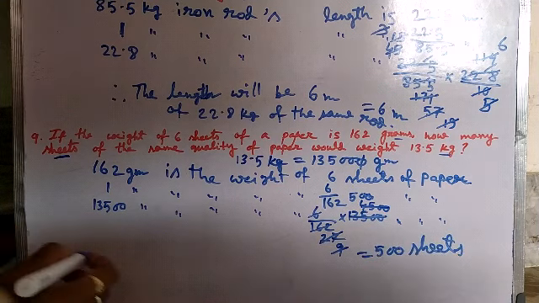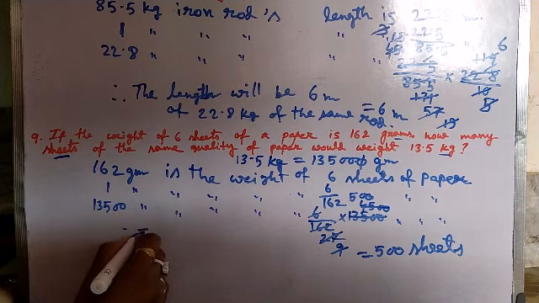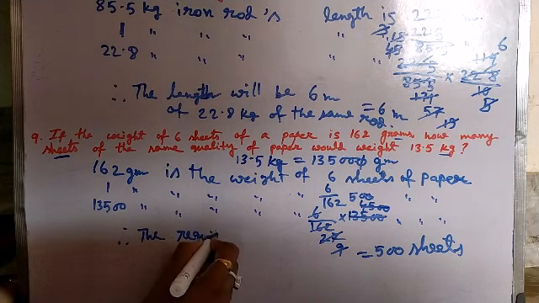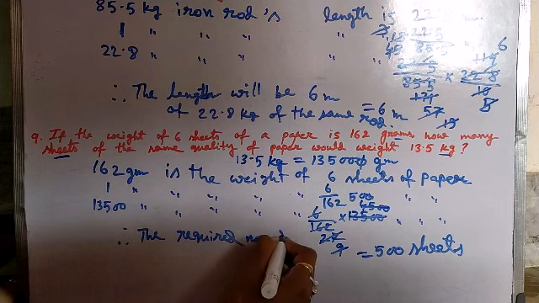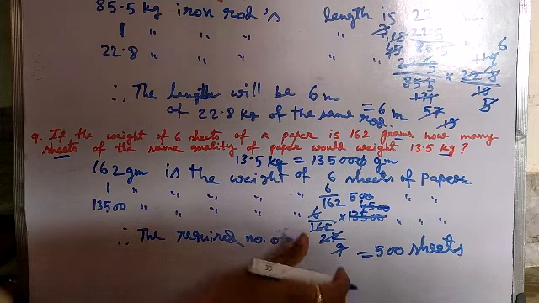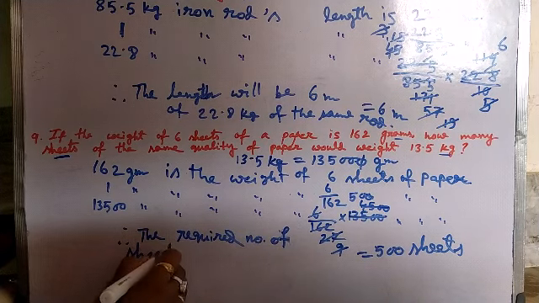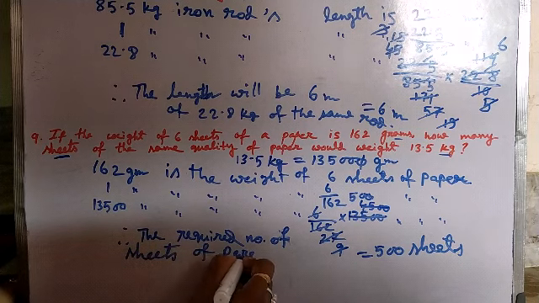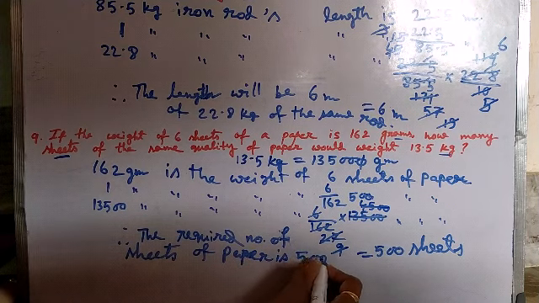sheets. Therefore, how many sheets of the same quality paper? The required number of sheets of paper is 500.